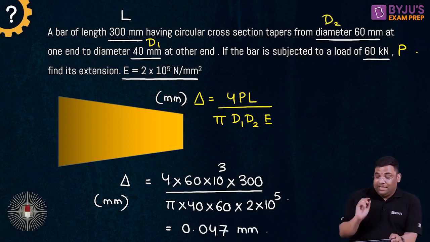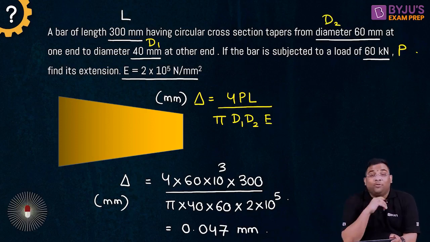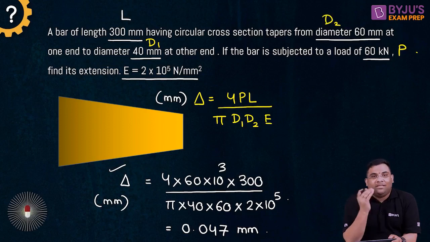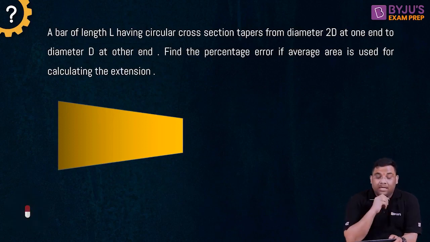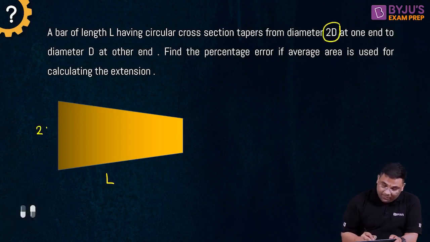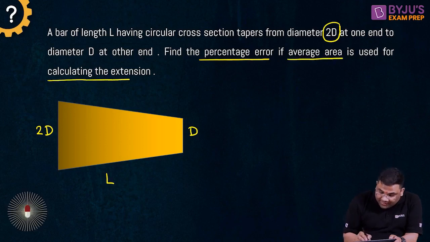Right? So you see, by just remembering this formula, and I also explained how to remember it, you can easily solve questions like this. Now let us solve a question which is frequently asked in GATE and other examinations, in ESE also. So this is a question. A bar of length L of circular cross section tapers from 2D at one end to D at the other end. Find the percentage error if average area is used for calculating the extension.